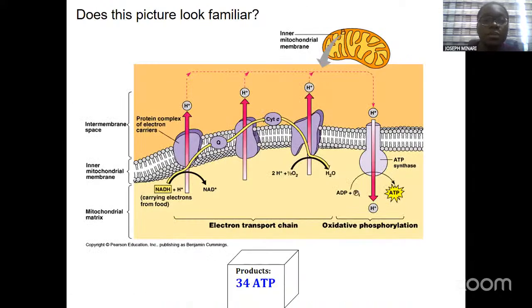Like I said earlier, this portion where the complexes move the electron from one complex to the other is the electron transport chain, while this latter part that converts ADP to ATP is the oxidative phosphorylation. At the end of the electron transport chain, we have 34 ATP being produced. This happens in the mitochondria, the inner mitochondria, the mitochondrial matrix, and the intermembrane space.